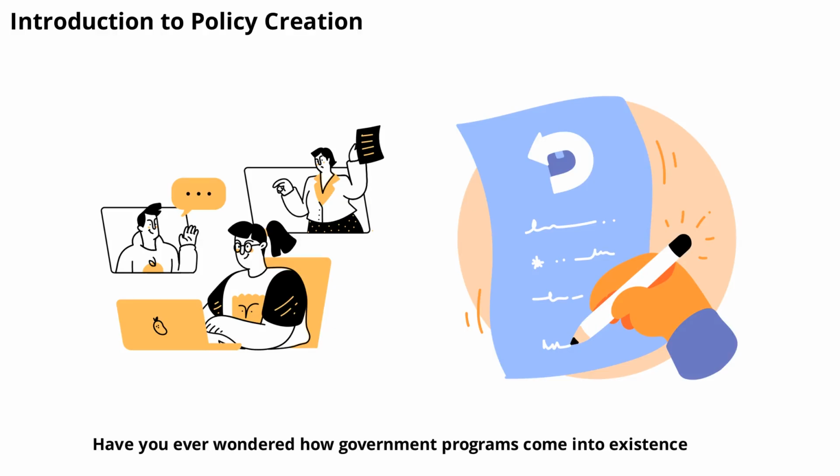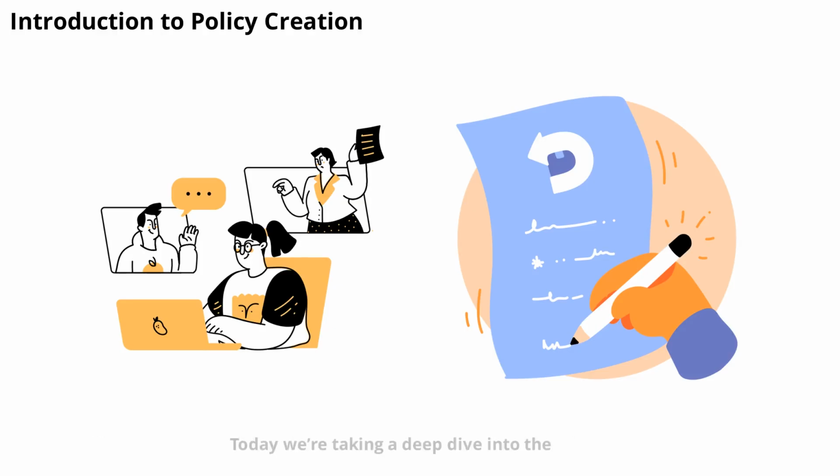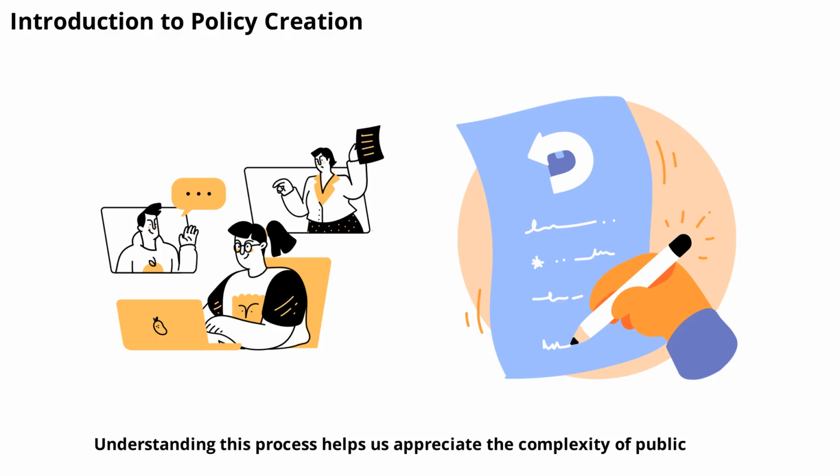Have you ever wondered how government programs come into existence? Today, we're taking a deep dive into the fascinating process behind the creation of government programs. From the initial spark of an idea to the final rollout, every step involves careful planning, collaboration, and a lot of decision-making. Understanding this process helps us appreciate the complexity of public policies and the effort it takes to address society's needs. In this video, we'll walk through each stage using real-world examples and clear explanations.